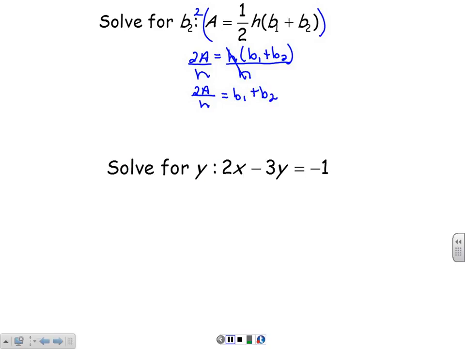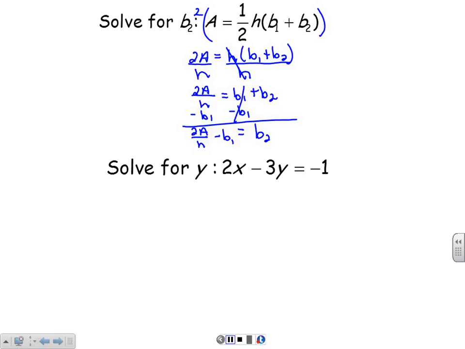So to get b2 by itself, I need to get rid of b1, so I'm going to minus b1 from both sides. And so we have b sub 2 is equal to 2a over h minus b sub 1. So when you're doing these formulas, basically you're just going to write down what you see, because you can't really combine anything. Just make sure you keep everything in the same order that you see it.